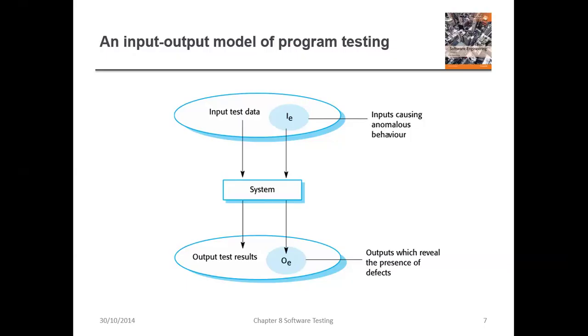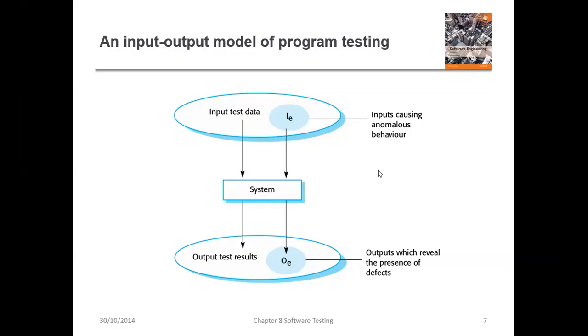So that is what we are seeing here. If you look at the input class and you also have the output class, and the system is at the middle. For validation testing, we'll use the first one, which is the input test data, and then we use it to test the system and you observe the output. So we have the output test results. Okay, so that is validation testing.